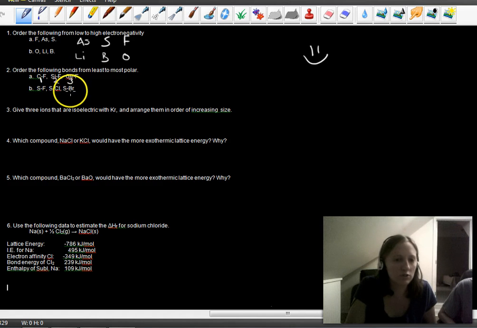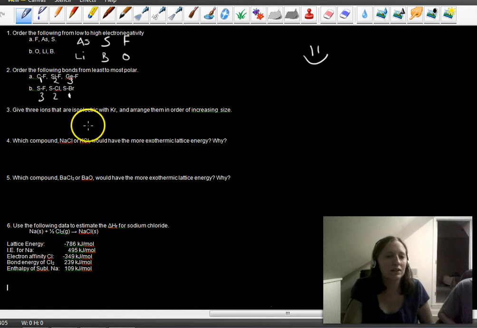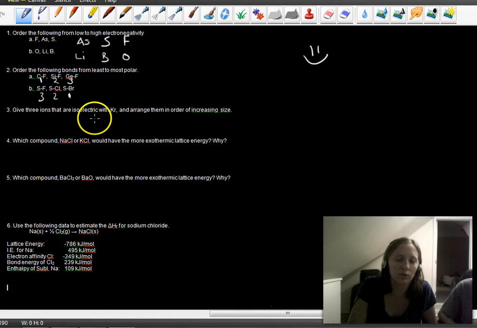And then all these with sulfur: the fluorine, the chlorine, and the bromine. You look, and you see that bromine is the farthest, so it is the most polar, and then this one is the least polar. 1, 2, 3. Next: 3 ions that are isoelectronic with krypton, arrange them in order of increasing size.